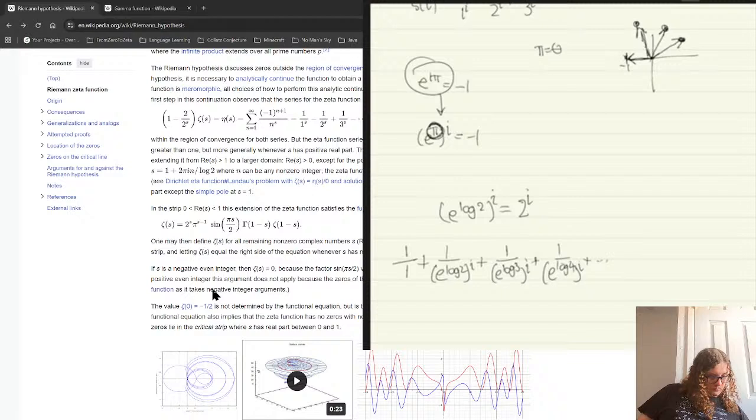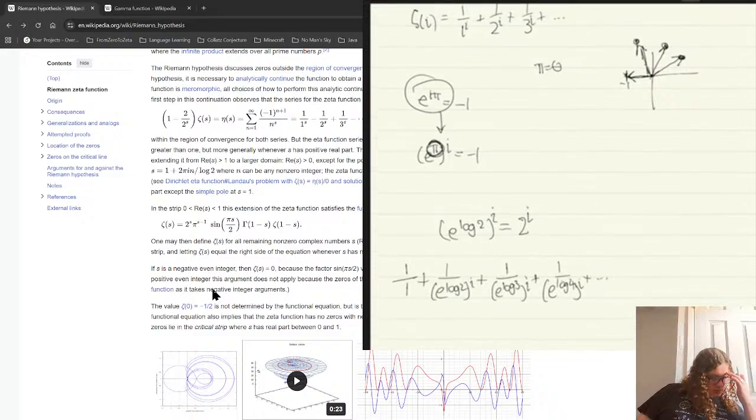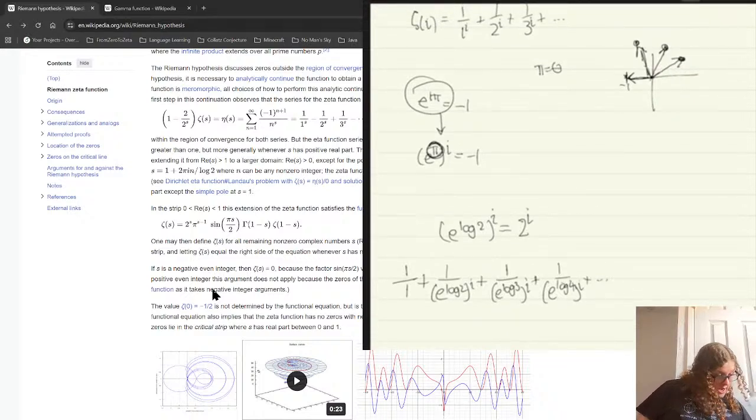And then if we had a real part, instead of just evaluating at I, that would change the radius of the circle. But we're just looking at zeta of I right now. And we're doing this an infinite number of times, adding an infinite number of arrows of length 1.